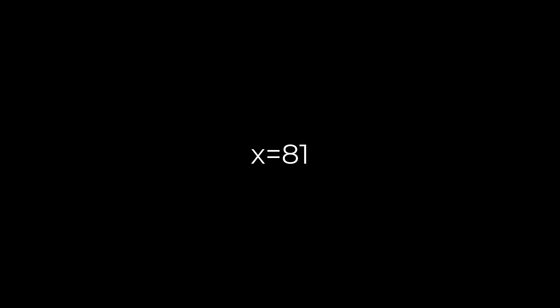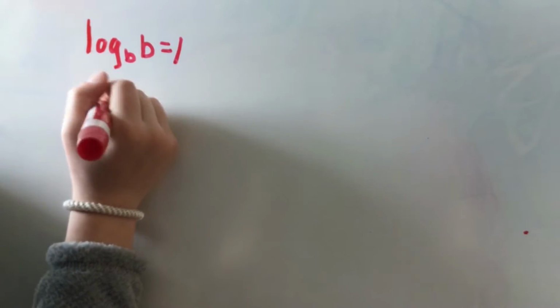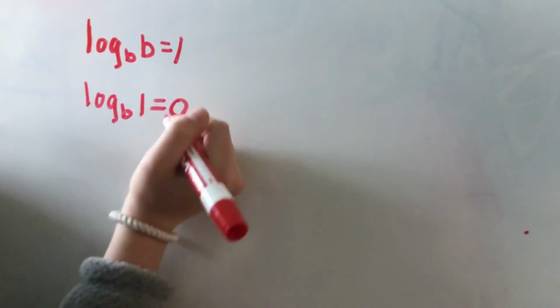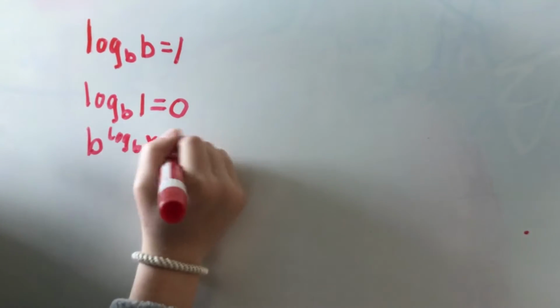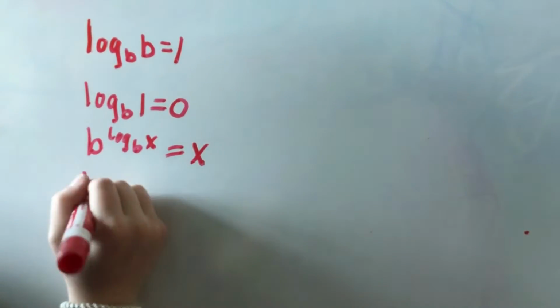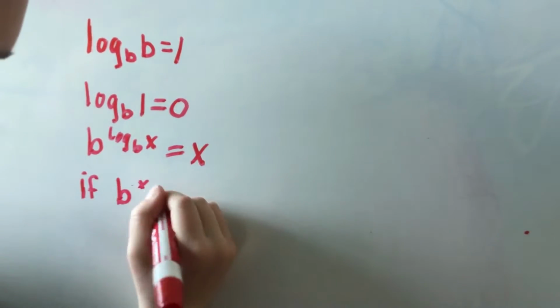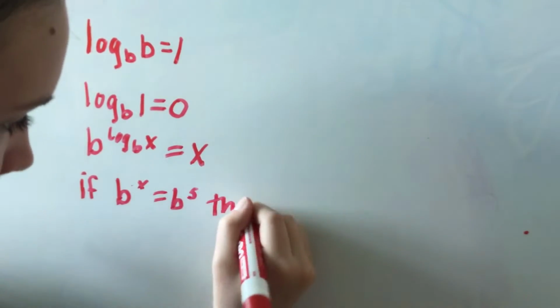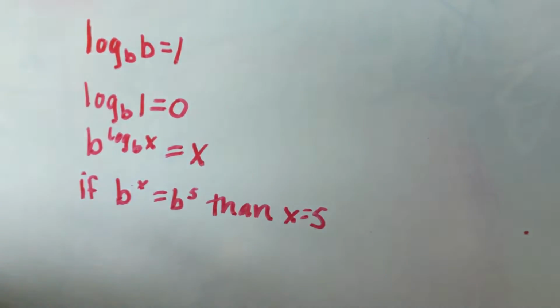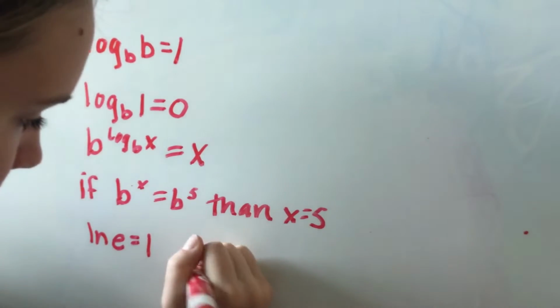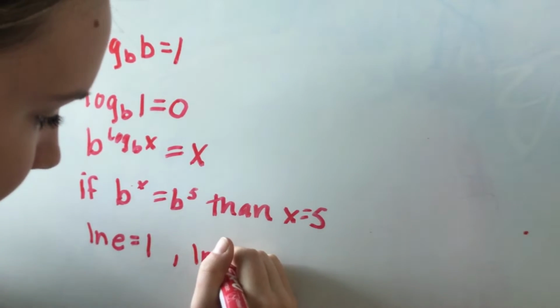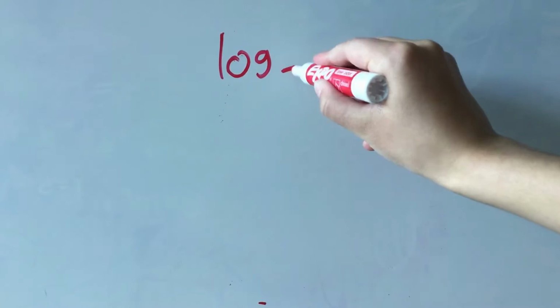Nice job. Now, there are some need-to-know rules in logs that are important to understanding logs and are especially helpful when you get more difficult log expressions. These include log base b of b equals 1, log base b of 1 equals 0, b to the power of log base b of x equals x. If b to the x equals b to the fifth, then x equals 5, ln e equals 1, and ln 1 equals 0.